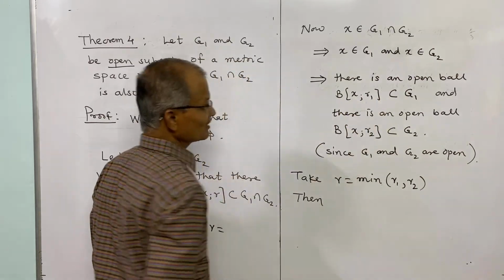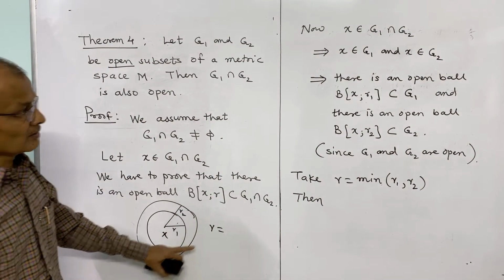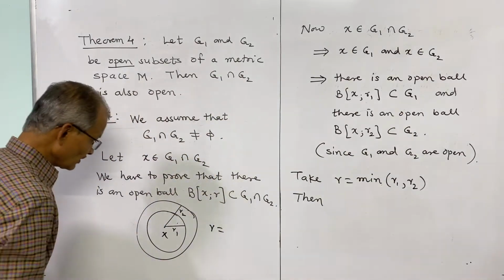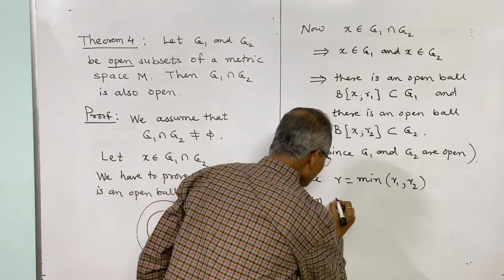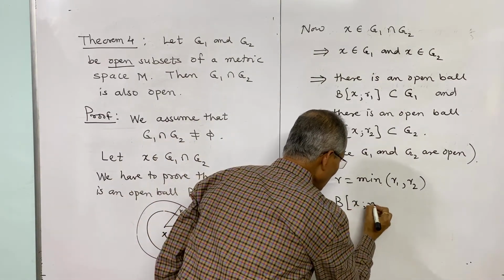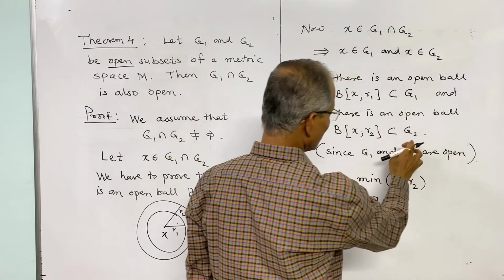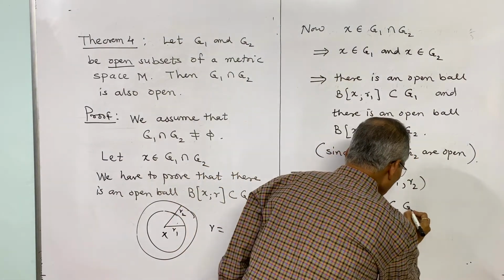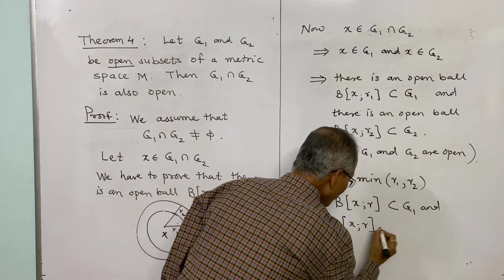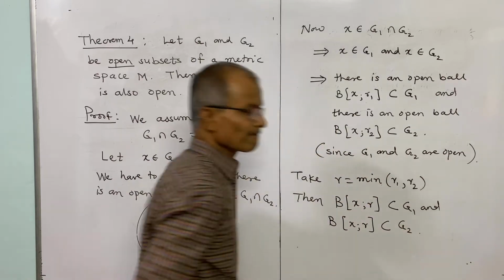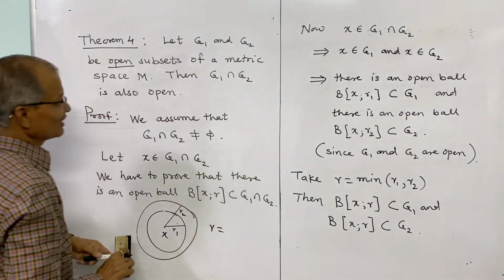this open ball is contained in both G1 and G2, an open ball of radius r will be in both G1 and G2. So this is the earlier open ball and this is the open ball of radius r. Then the open ball of radius r, which is minimum of r1 and r2, is contained in G1, and the same open ball is contained in G2. And if the same open ball is in both G1 and G2, we say it is in the intersection.